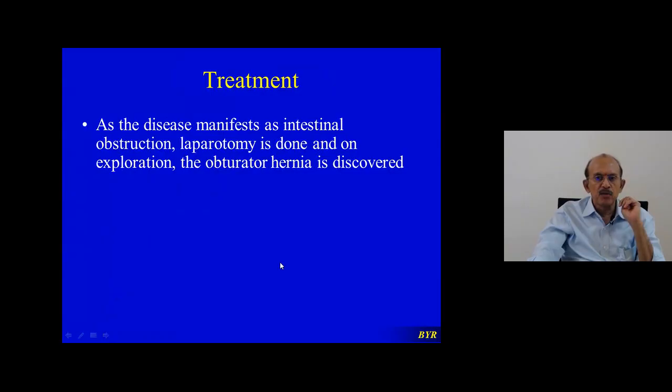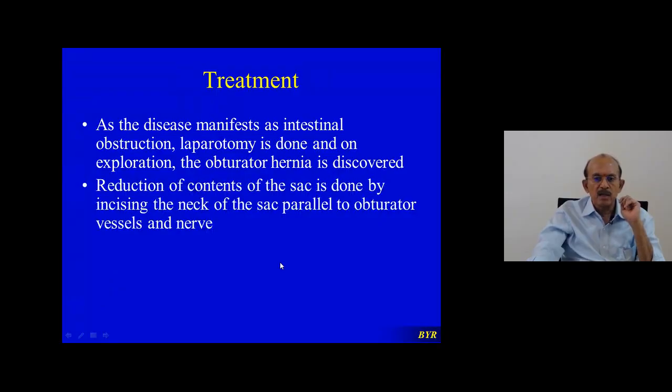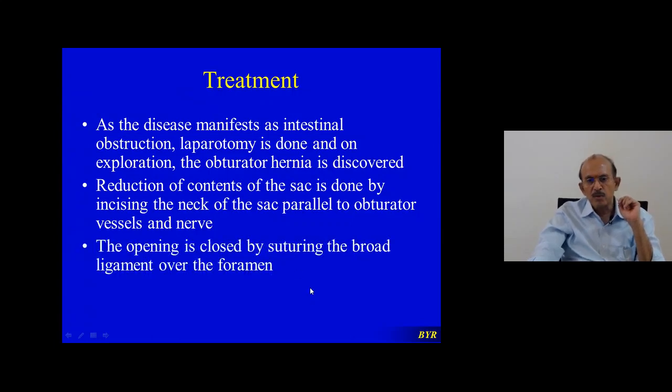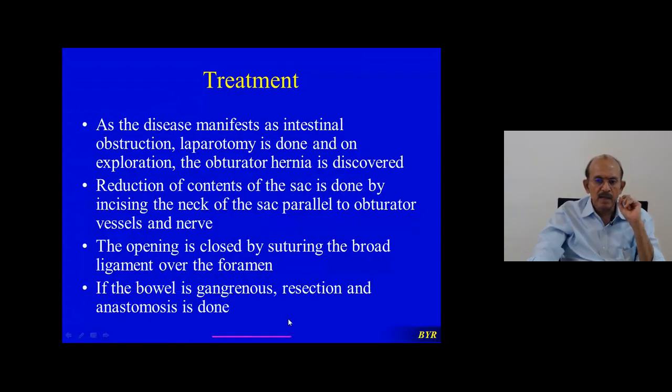Treatment: as the disease manifests as intestinal obstruction, laparotomy is done, and on exploration, obturator hernia is discovered. Reduction of the contents of the sac is done by incising the neck of the sac parallel to the obturator vessels and nerve. The opening is closed by suturing the broad ligament over the foramen. If the bowel is gangrenous, resection and anastomosis is done.